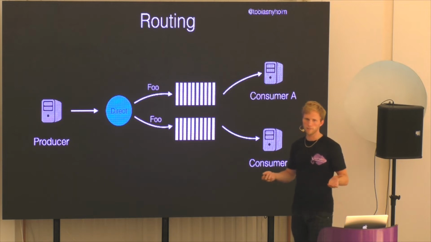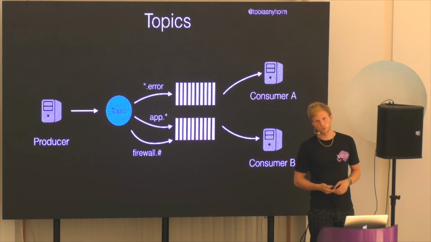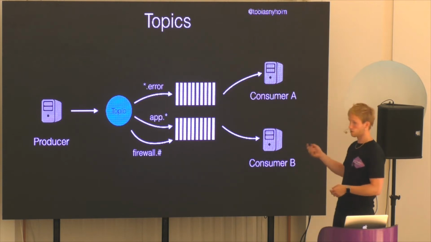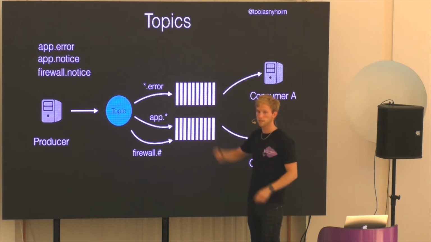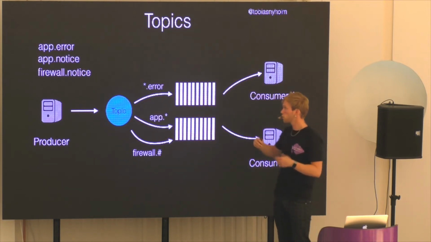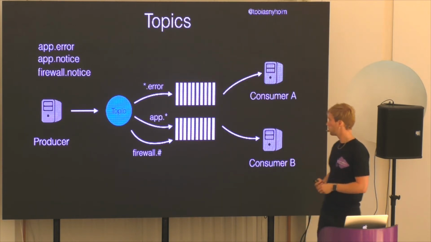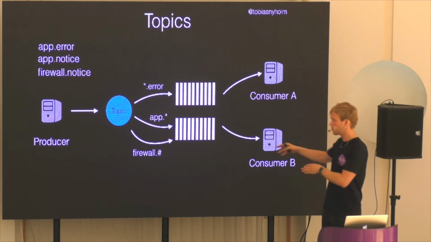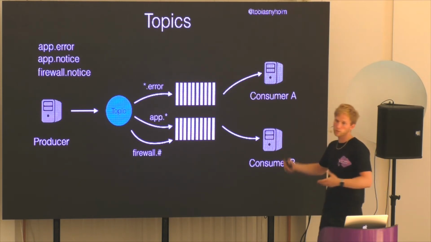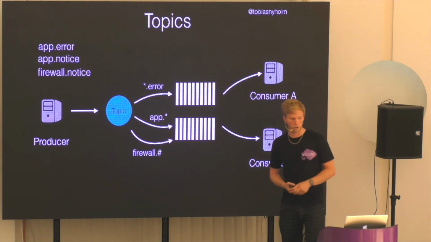Or if you want to be even more sophisticated, this is overkill for my use cases, is to use topics, which basically you have wildcards on your routing keys. Say they have these different topics. So consumer A is only interested in errors, no matter where they occur. And consumer B is interested in everything that has to do with app, and also firewall. So this is great for logging, for instance. Say consumer A logs all the errors, no matter where they occur.